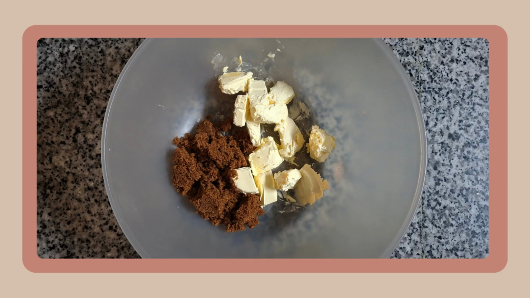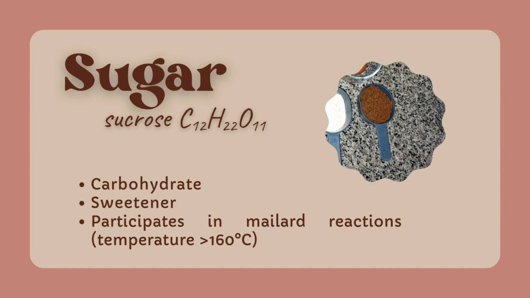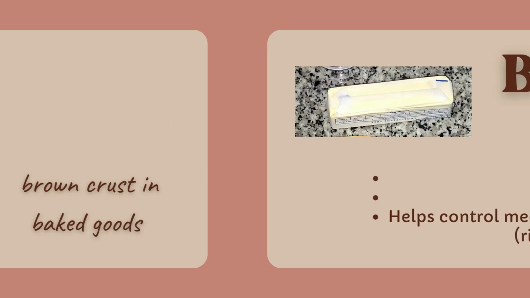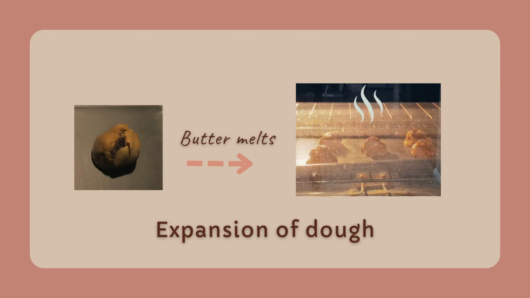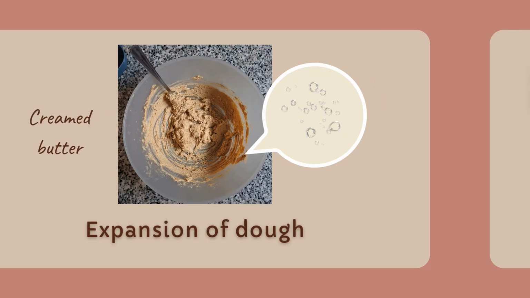We start by adding sugar, butter, and one egg. Sugar is a sweetener, but also experiences complex browning reactions, known as Maillard reactions, which transform sugars into products that form the brown crust of baked goods. Butter is a fat, contains water, and is one of the best ways to control mechanical leavening. When baking starts, the butter quickly melts, and the water in the butter vaporizes into steam, increasing in volume. Creaming butter and sugar will create tiny pockets of air in the butter that will also expand during baking.